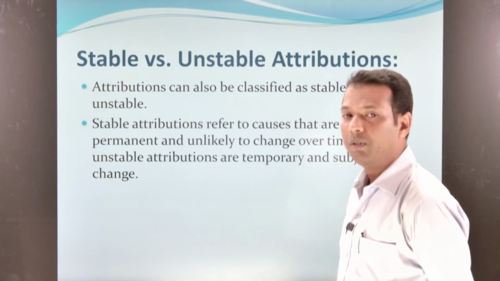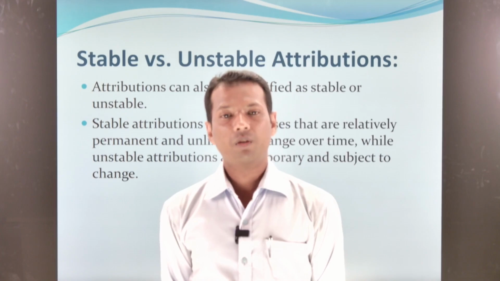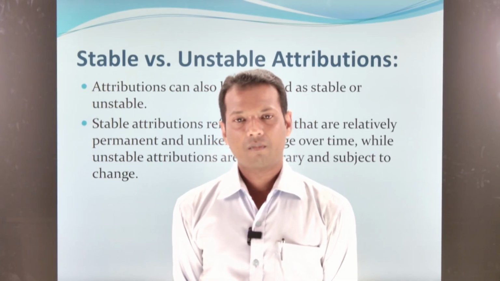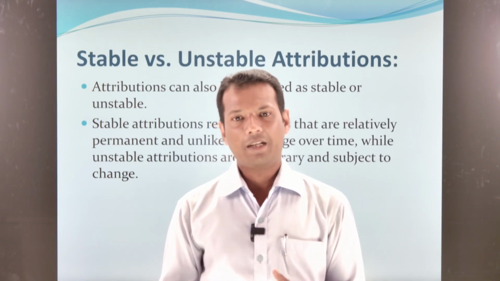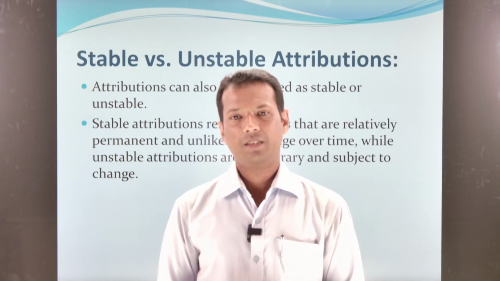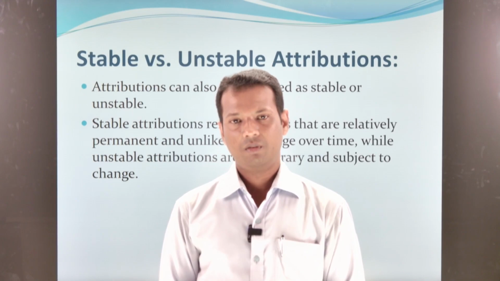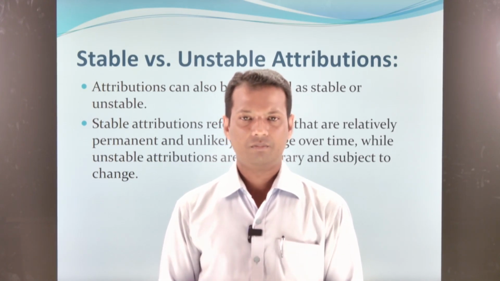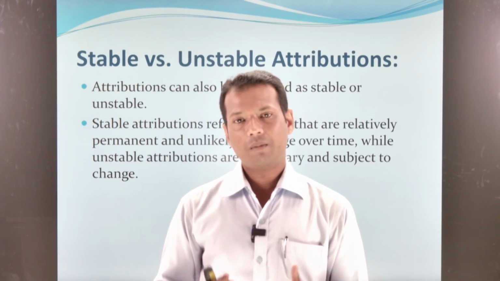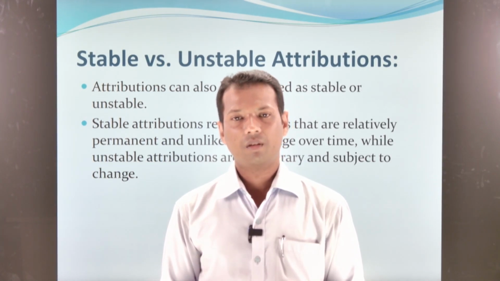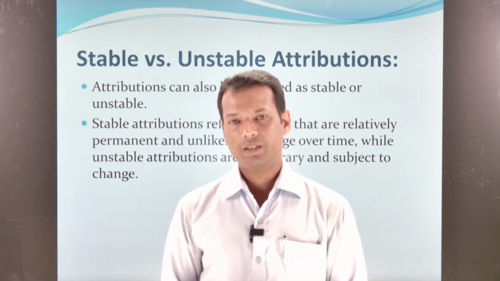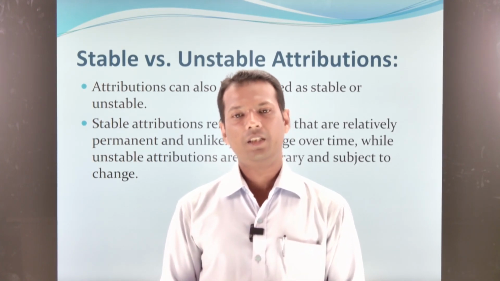The next is stable versus unstable attribution. So what do you mean by stable attribution or unstable attribution? See, a few attributions or factors are very stable, and those are permanent and not going to change, whereas some attributions are unstable, or temporary, and subject to change. That is going to go away in due course of time.